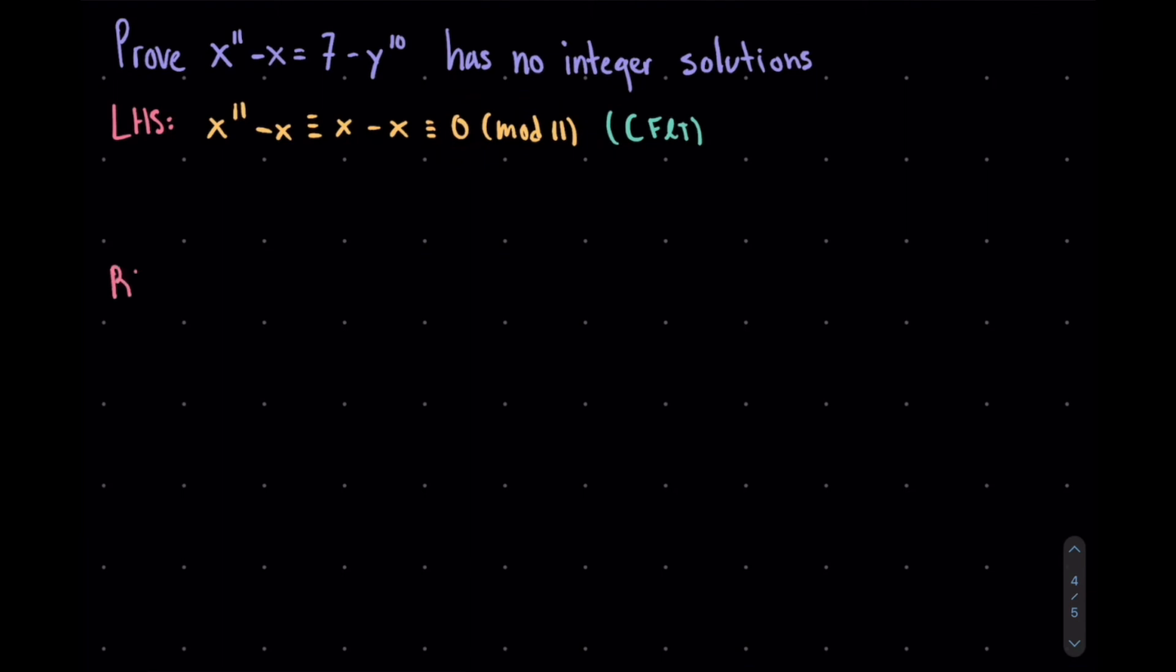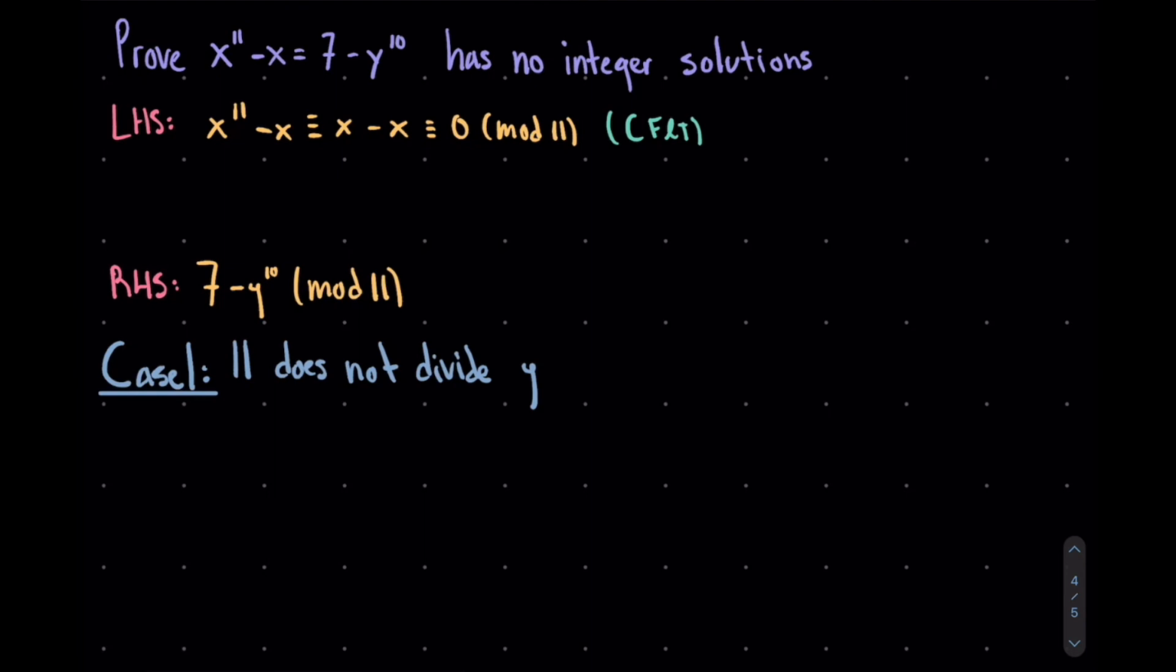Now we have our right-hand side expression. We have 7 minus y to the 10 modulo 11. Now before we had x to the 11 and modulo 11, so we were able to use CFLT. However, in this case we have y to the 10 and modulo 11. So the only way we could use Fermat's little theorem is if 11 does not divide y. We're going to look at two separate cases, one where 11 does not divide y, so we could use Fermat's little theorem, and one where 11 does divide y.